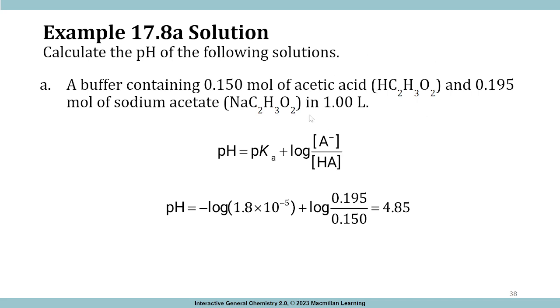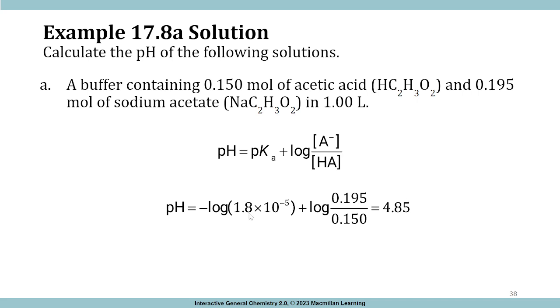Okay, so I substitute that 0.195. That goes in the top here, and I'm going to divide that by the 0.150. I'll take the log of that, and that gives me that term right there. I'm going to take the negative log of my Ka. My Ka is that same Ka I just looked up for acetic acid, isn't it? And so I'm going to plug that value in. Then this is going to be this plus this, and that will give me 4.85.